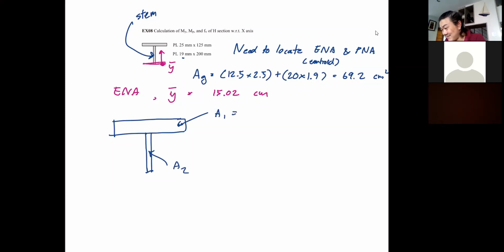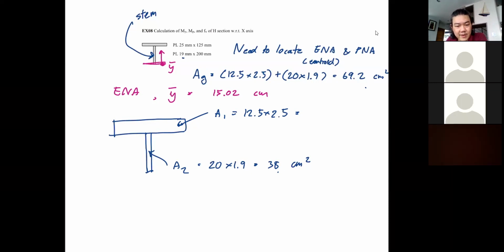So A1 is the first term, right? 12.5 multiplied by 2.5. And A2 is 20 multiplied by 1.9. This is easy. So it's 38 square centimeter. Now, because we have the total area, you can see, oh, this is more than half. So A2 is greater than A1, correct? Hey, you guys with me? Okay, so A2 is greater than A1.